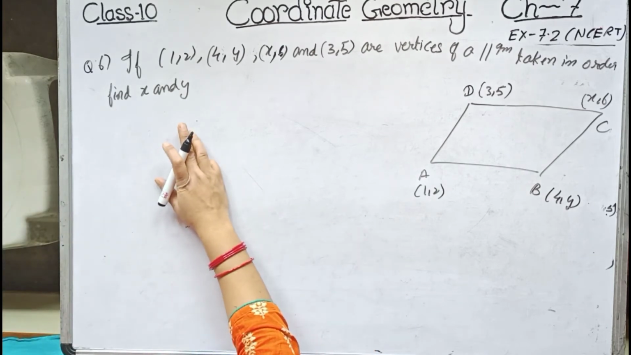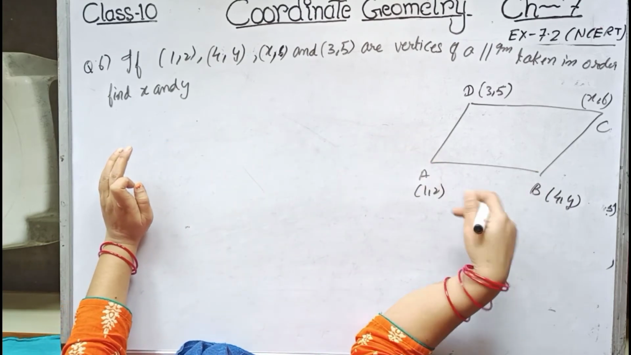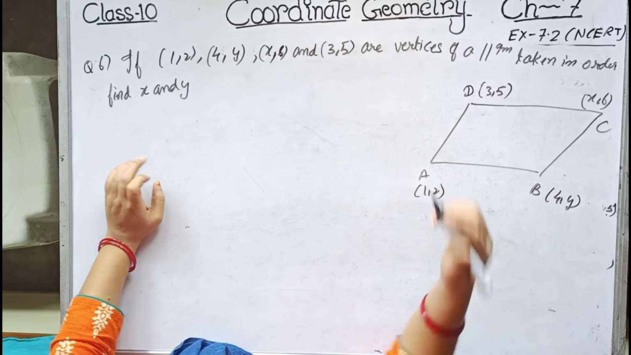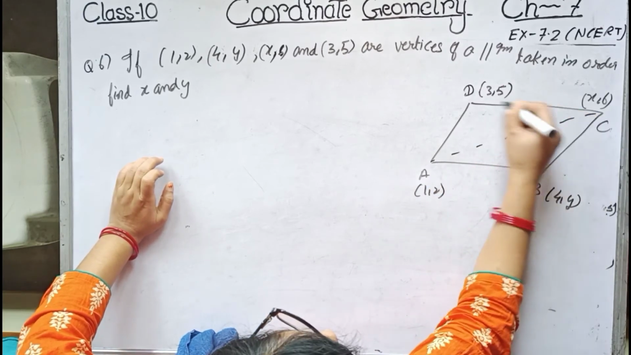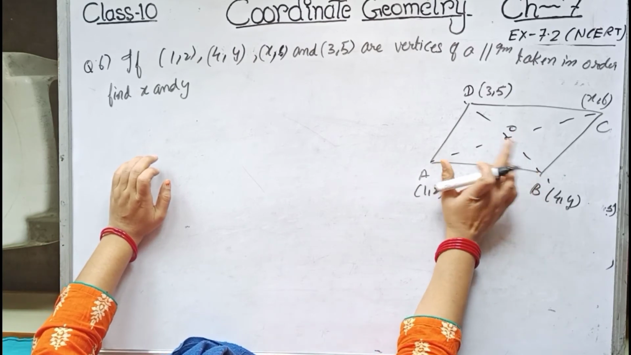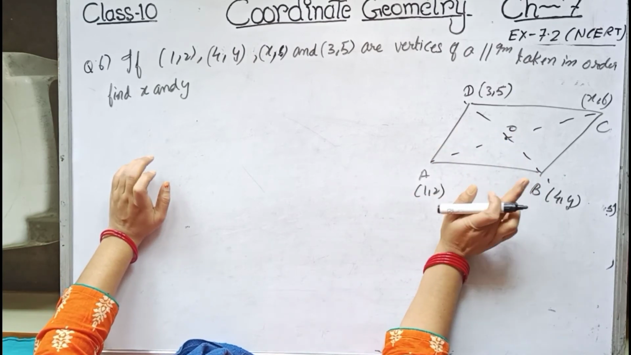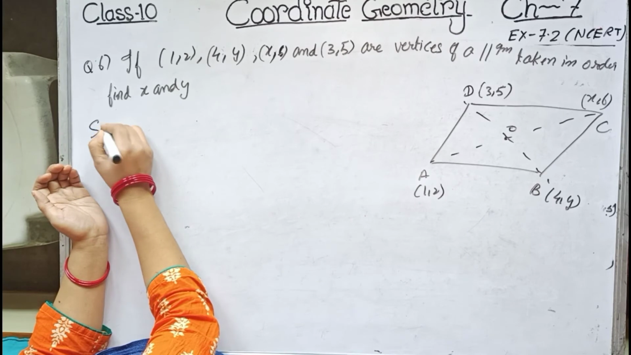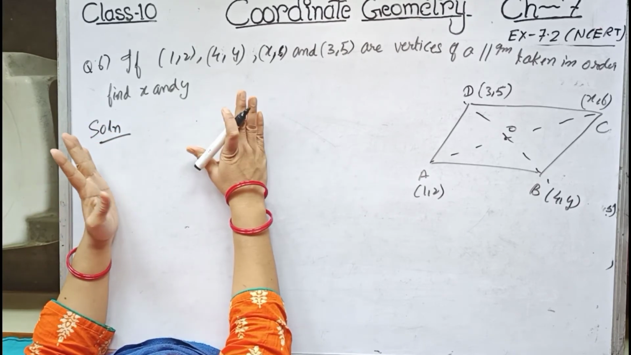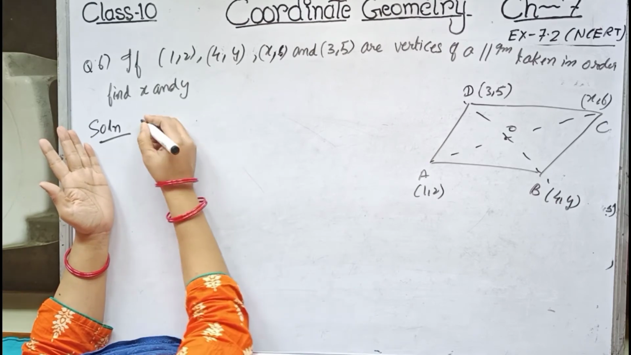Now the question is saying to find the value of x, and these 4 are the coordinates of the vertices of a parallelogram taken in order. So if we join the diagonals, this point O will be the midpoint of AC as well as BD. So I'll start the solution. I'm not writing the given part and the required to find part. Please do write it. And directly I am solving.